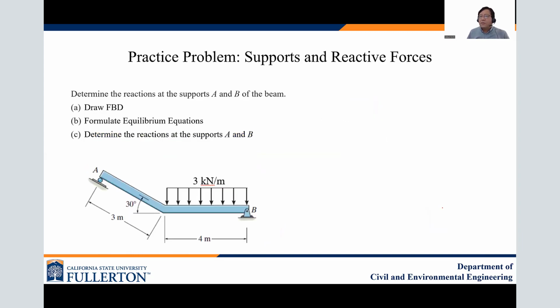So this slide shows the practice problem. So you need to determine the support reactions, which are A, B_x, and B_y, because this is a roller support, and then this is a pin support. Okay, so try to follow the procedure. So draw the free body diagram, formulate equilibrium equations, and determine the reactions at the supports A and B.